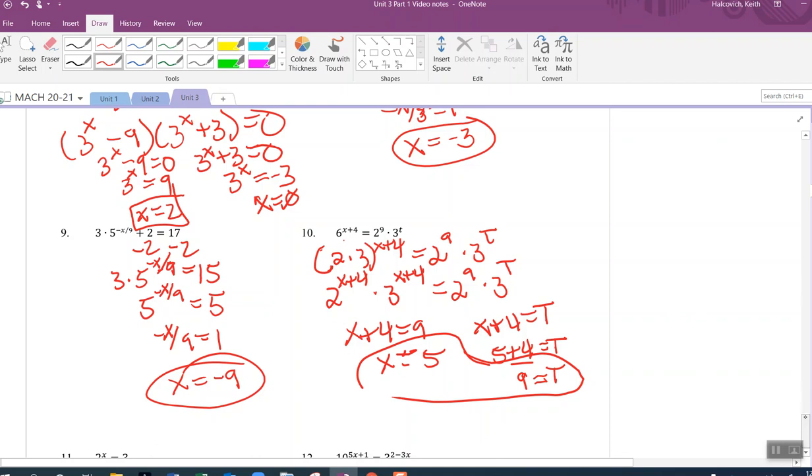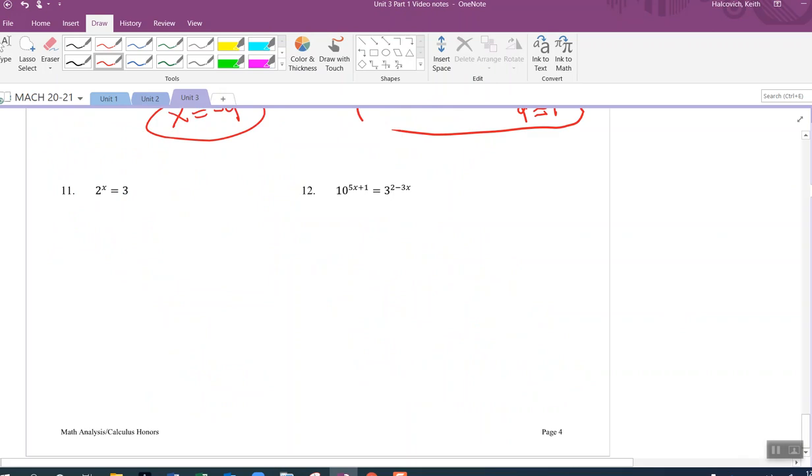All right, the next problem, number 11. So 2 to the x equals 3. We cannot make them the same base, so we have to make it a logarithm. So we get x equals log base 2 of 3. Final answer.